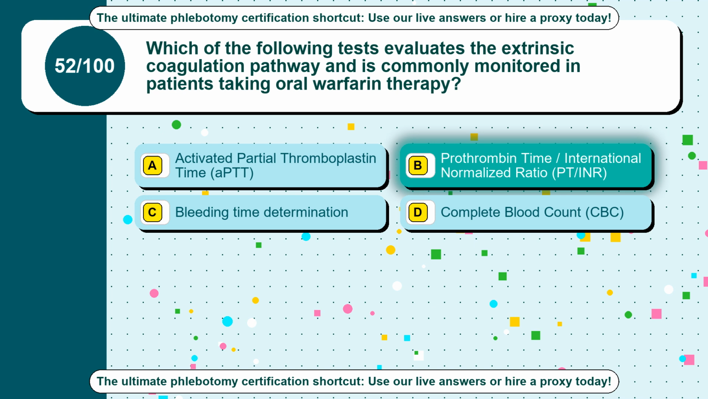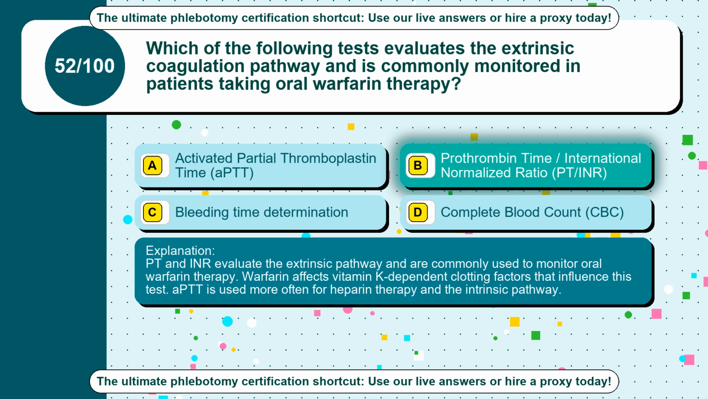Prothrombin time/international normalized ratio, PT/INR. PT and INR evaluate the extrinsic pathway and are commonly used to monitor oral warfarin therapy. Warfarin affects vitamin K-dependent clotting factors that influence this test.